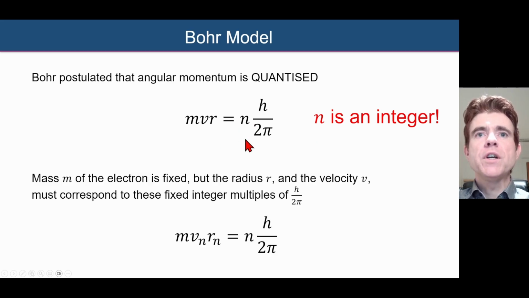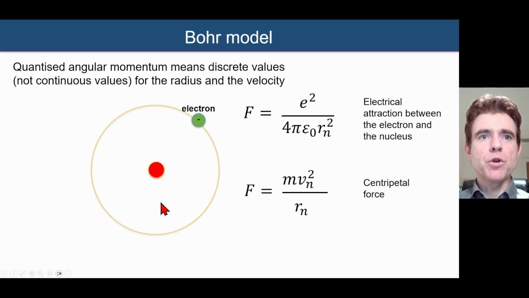So therefore, given that mvr is quantized by integer multiples of that packet size, we can use a subscript n to denote that the velocity is quantized and the radius is quantized, because we're assuming that the mass of the electron, m, is fixed. Okay, so let's now look more closely at the model.